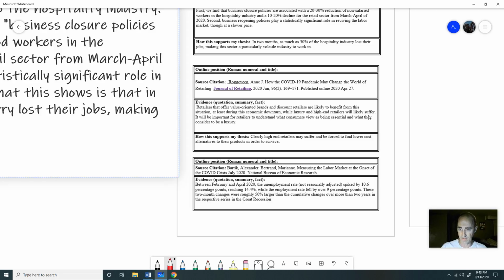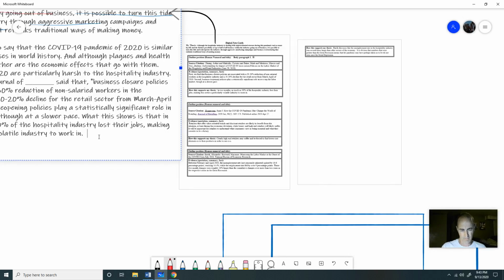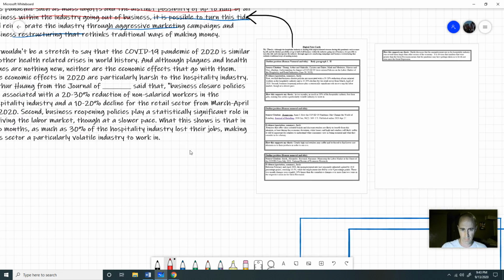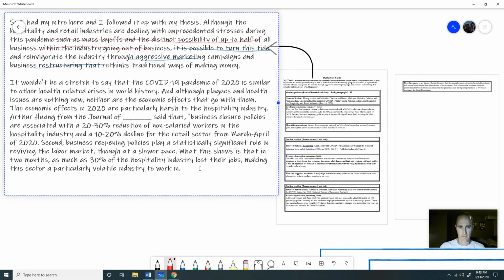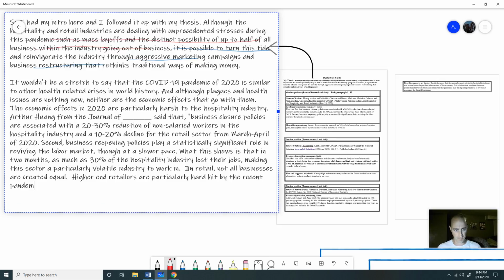It will be important for retailers to understand what consumers view as being essential and what they consider to be a luxury. Okay, so this particular piece of evidence I have is about how not only hospitality, but in retail, not all businesses are created equal. Higher end retailers are particularly hard hit by the recent pandemic. Okay, so there's my point. I just made a point.